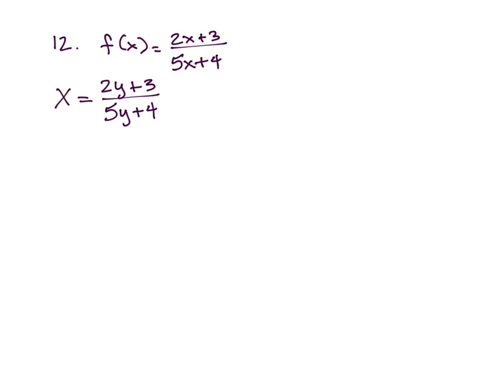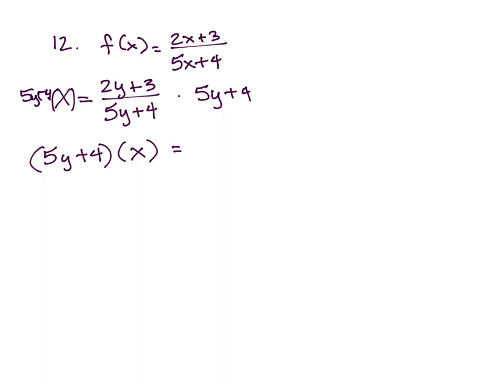Yes. Push that denominator to the other side. 5y plus 4 times 5y plus 4 on this side. And now I have 5y plus 4 times x equal to 2y plus 3. Can you see that I have y's on both sides of my equation? Yeah? Okay, so what we're going to do is push this x through the binomial. We're going to distribute the x. Do that first.